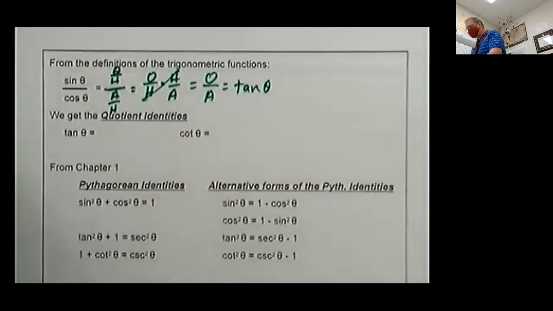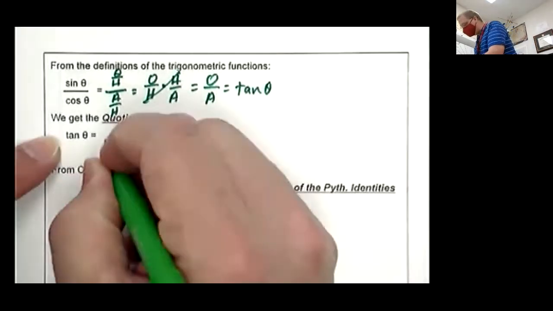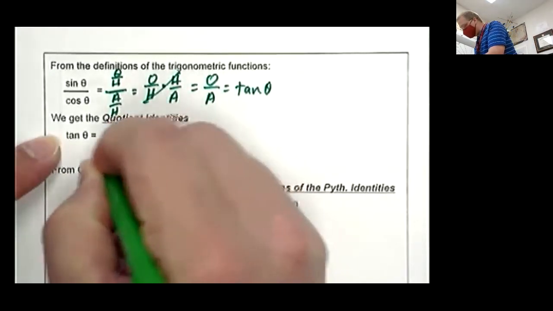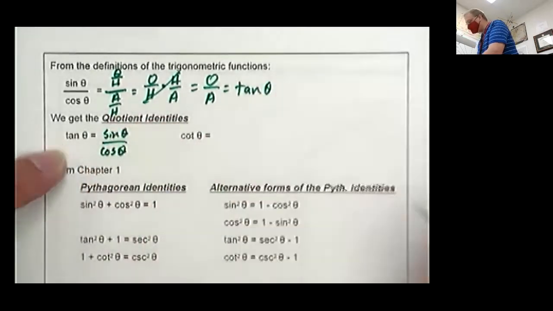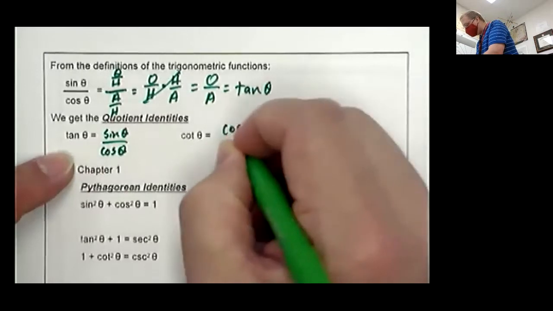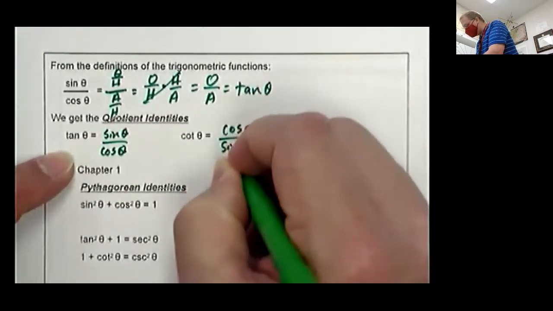So we use our quotient identities. We get tangent of theta is sine theta divided by cosine theta. Cotangent of theta then is the reciprocal: cosine theta divided by sine theta.